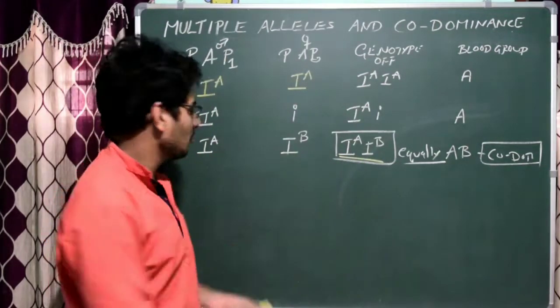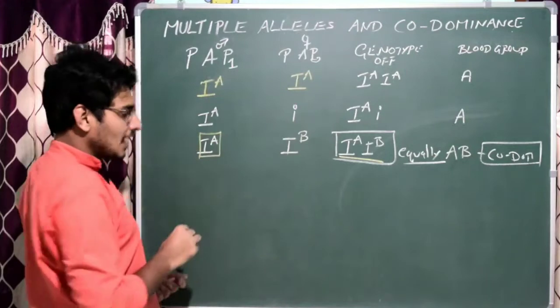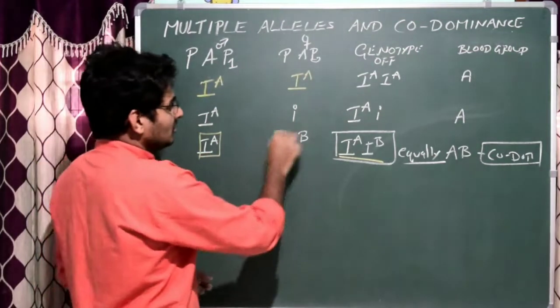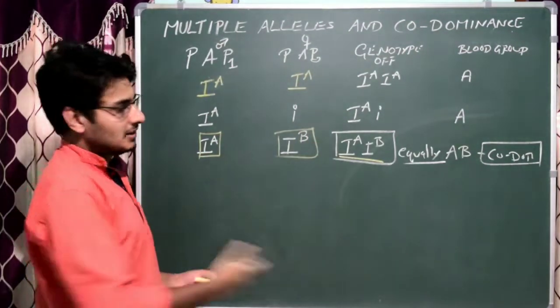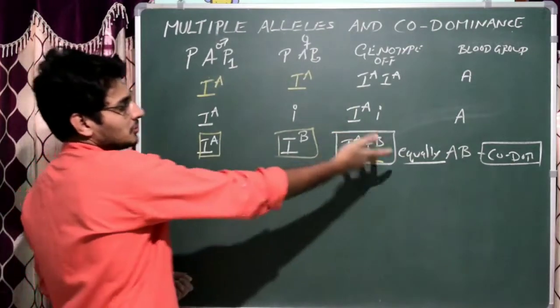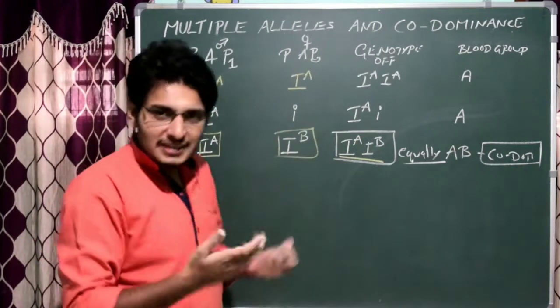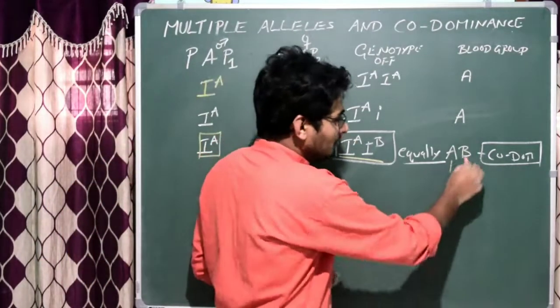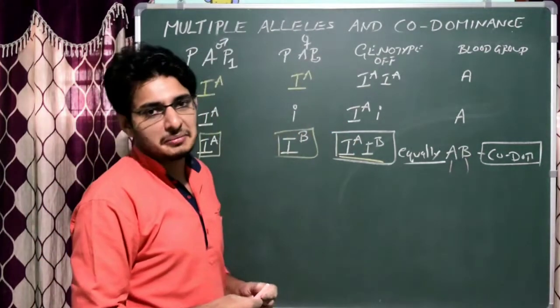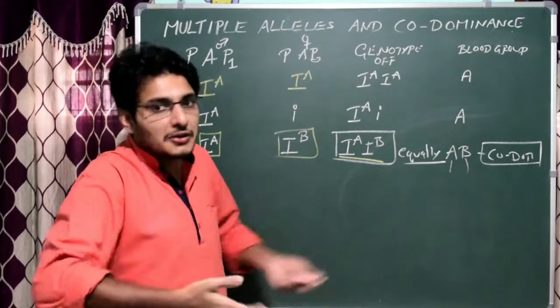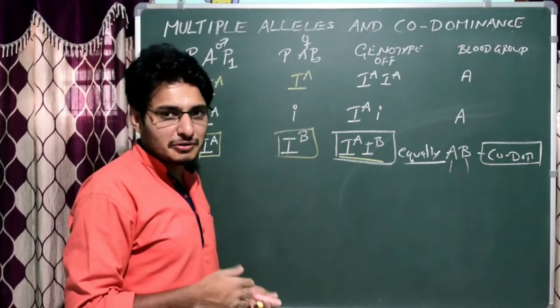How exactly is it formed? Due to the fusion of a gamete containing IA with the gamete containing IB. That's it. They express equally in the offspring. As a result, the blood group is AB. An easy way to remember: Amitabh Bachchan. Amitabh Bachchan's blood group is AB, and he is a bit of a dominating figure in the Bollywood industry.